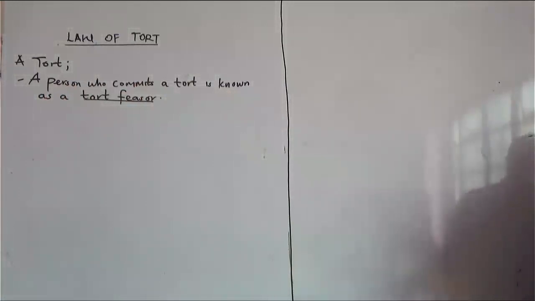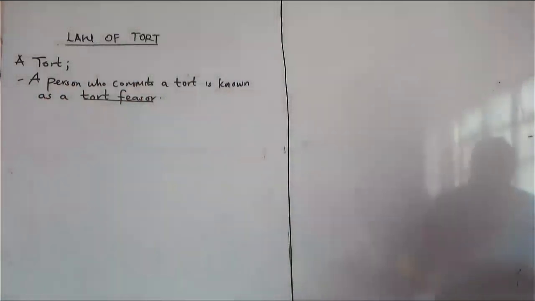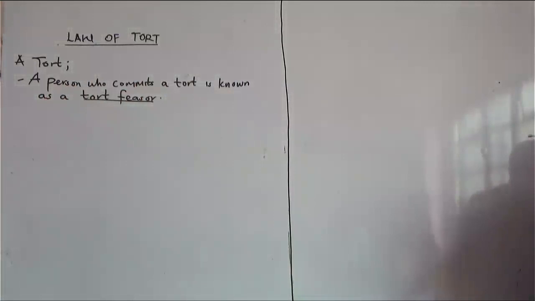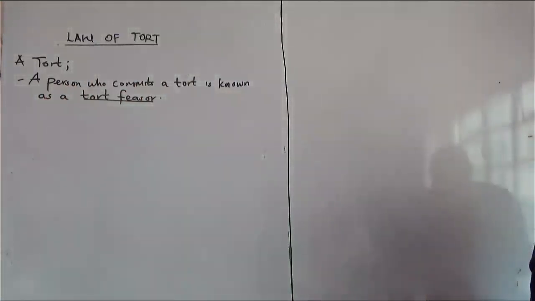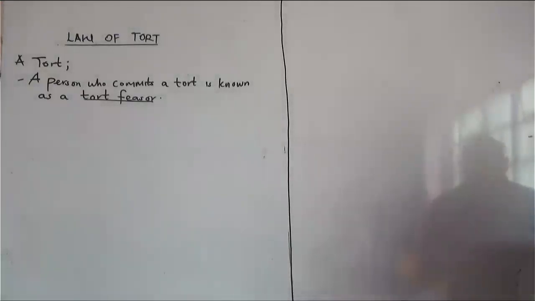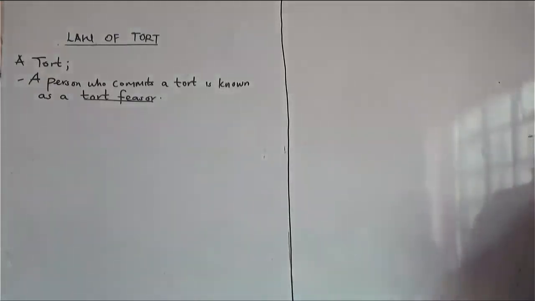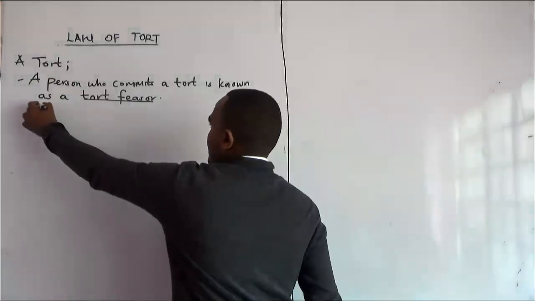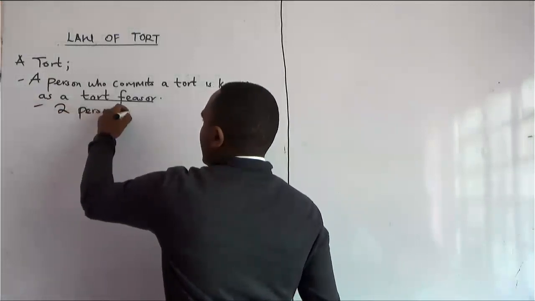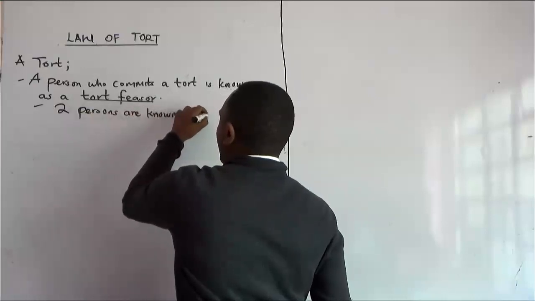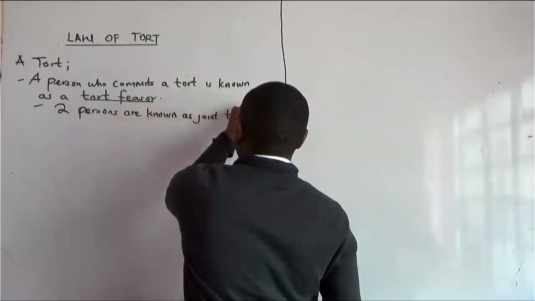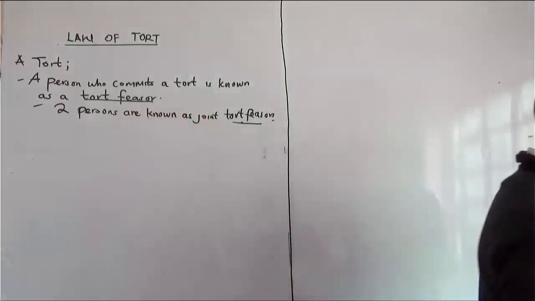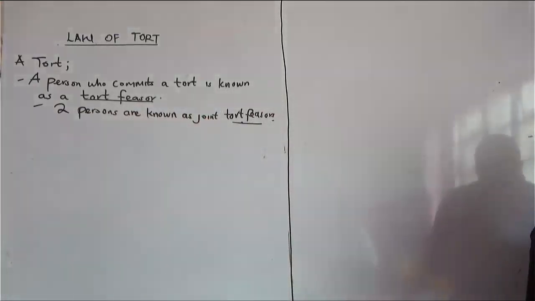And you can say another point, where two or more persons jointly commit a tort, they are known as joint tortfeasors. Two persons committing a tort are known as joint tortfeasors. Joint tortfeasors. That is the first thing that we need to know.